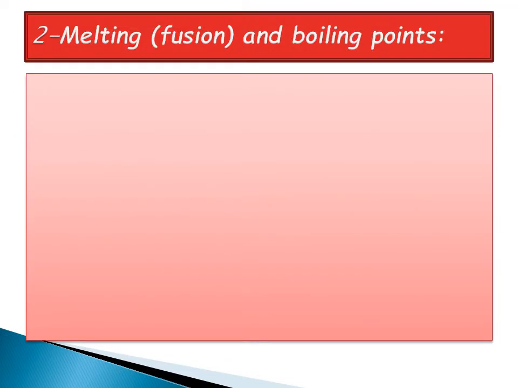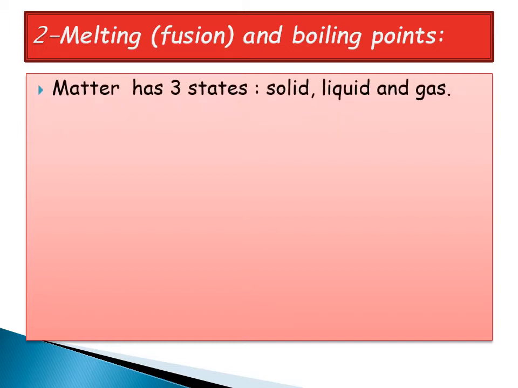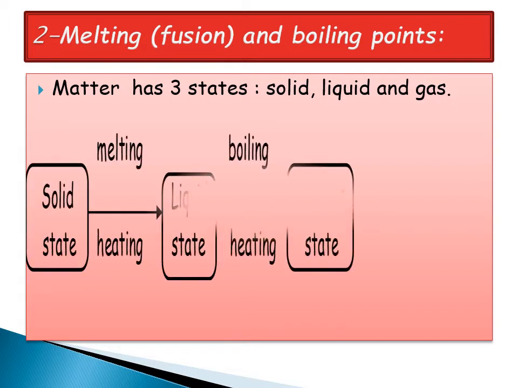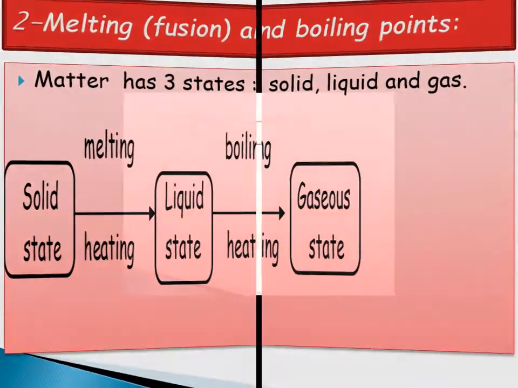Now we'll talk about characteristic or property number 2, melting and boiling point. We know that matter has three states: solid, liquid, and gas. Solid, by heating, changes into liquid, and this process is called melting. Liquid, by heating, changes into gaseous state, and this process is called boiling.